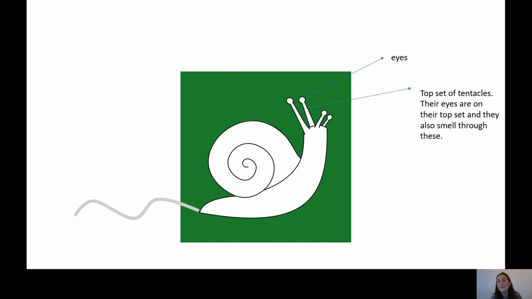As you can see, I haven't labelled anything else, or I've labelled the eyes, but I would also need to label and explain what the bottom set of tentacles are doing. I'll need to explain about the snail's muscular foot and its shell and also its mucus trail.